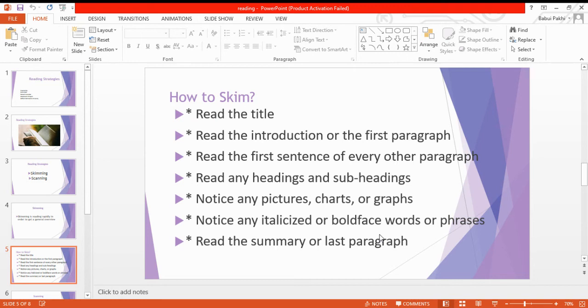So here are the steps for how we can do skimming. আমরা কিভাবে skimming করতে পারি? First read the title, then read the introduction or first paragraph, read the first sentence of every other paragraph, read any headings or subheadings, notice any pictures, charts and graphs, or any clues like italicized or boldface words or phrases. And the last one for skimming is read the summary or the last paragraph of that composition. So this is the process of skimming.